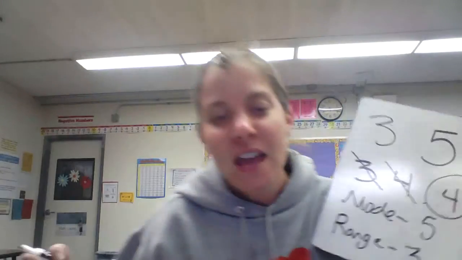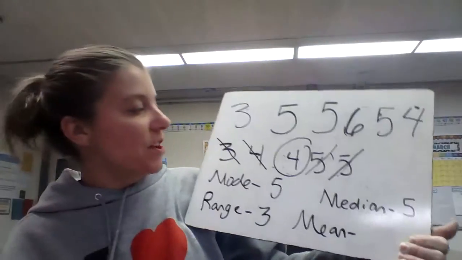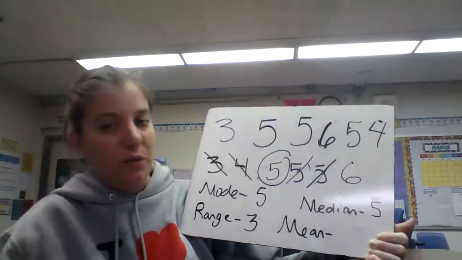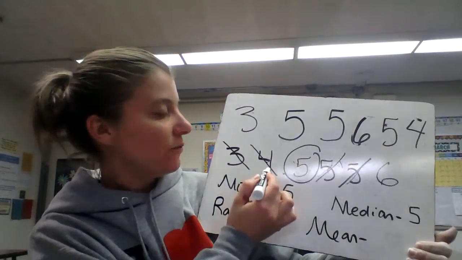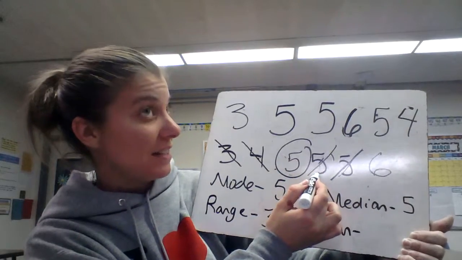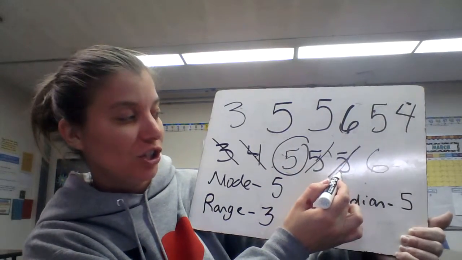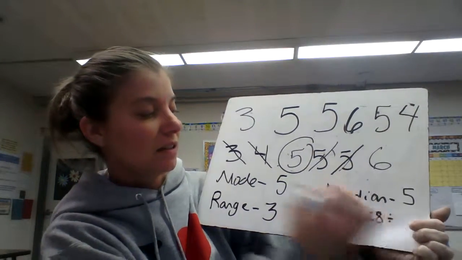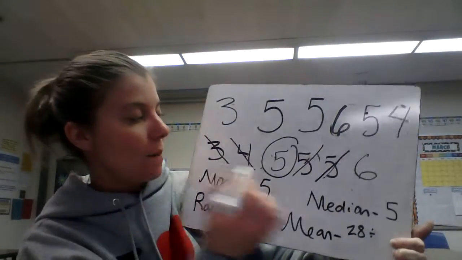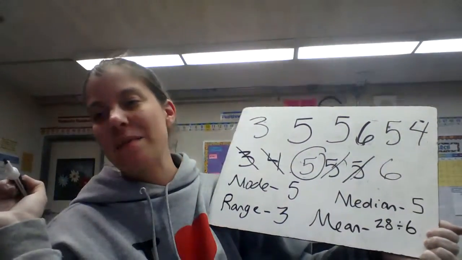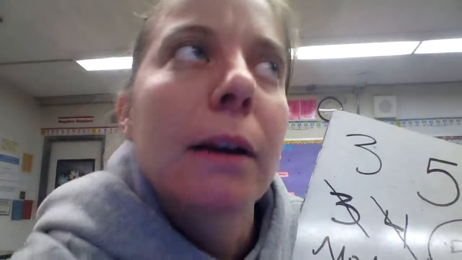Okay, I'm back. All right, mean. Remember, add up the numbers and divide by how many there are. So I'm going to add my dog back in there and put that back to a 5. All right, 3 plus 4 is 7, plus 5 is 12, plus 5 is 17, plus 5 is 22, plus 6 is 28. Divide by how many there are. How many numbers? 1, 2, 3, 4, 5, 6. 28 divided by 6. I could use my calculator here. Let me get it out quick.